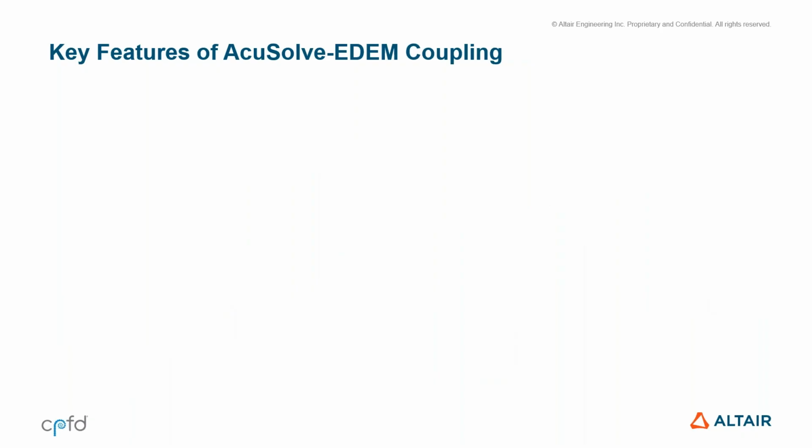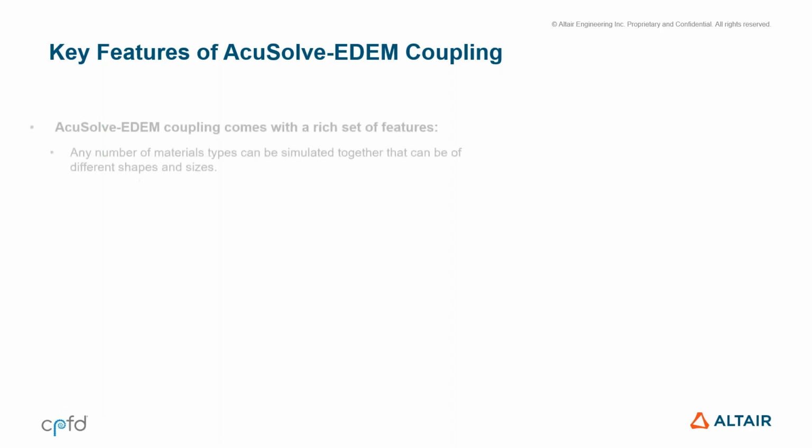So, going over the key features of AcuSolve EDEM coupling. When we look at various granular multiphase flows, we have fluid flows that involve fine powders with particles at the micron scale up to millimeter scale. And then you also have flows in industries like mining, where particles can be of a much larger size, and various types of industries where the particle size ranges in between, like the agriculture industry, where you have particles in the range of millimeter scale. And all these particles come in different shapes and size distributions as well.